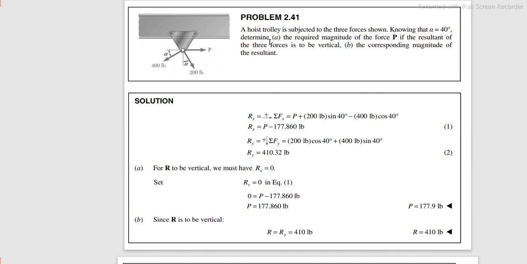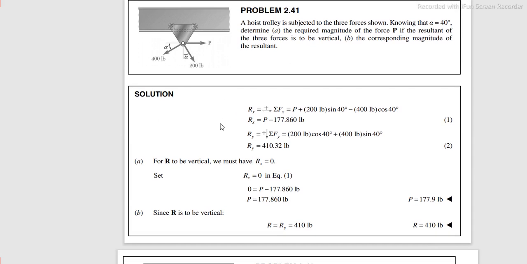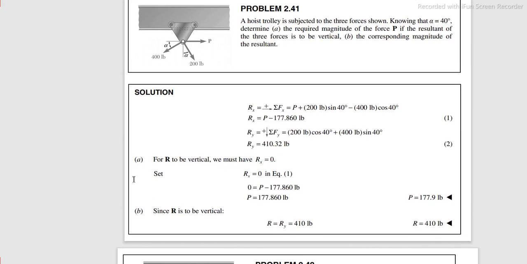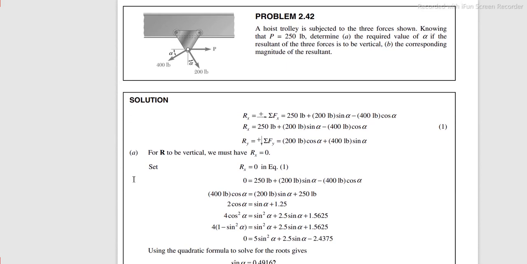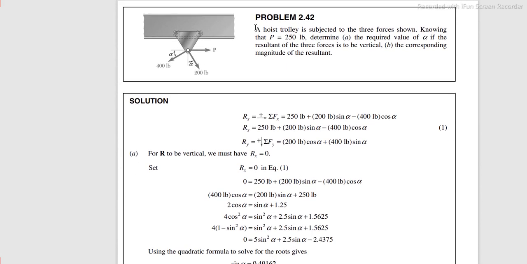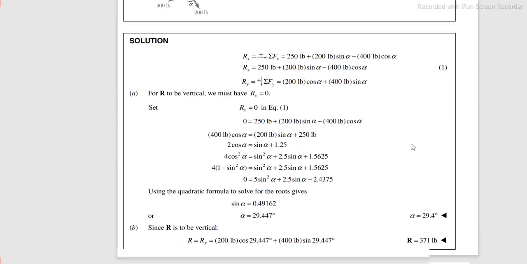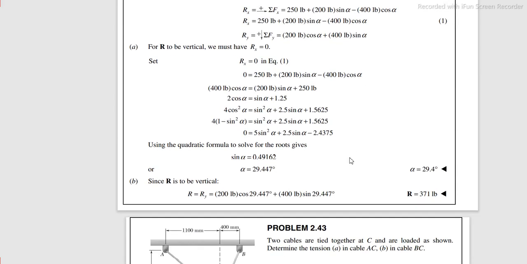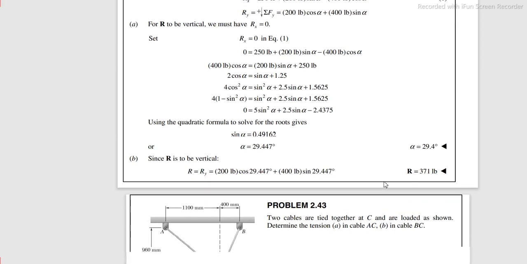Problem 2.41. A hoist trolley is subjected to the three forces shown. Knowing that alpha equals 40 degrees, determine the required magnitude of the force P if the resultant of the three forces is to be vertical. The solution is R equals 410 lb, the resultant force. Problem 2.42. A hoist trolley is subjected to the three same forces, and we need a free body diagram, and the solution is finally R equals 371 lb.